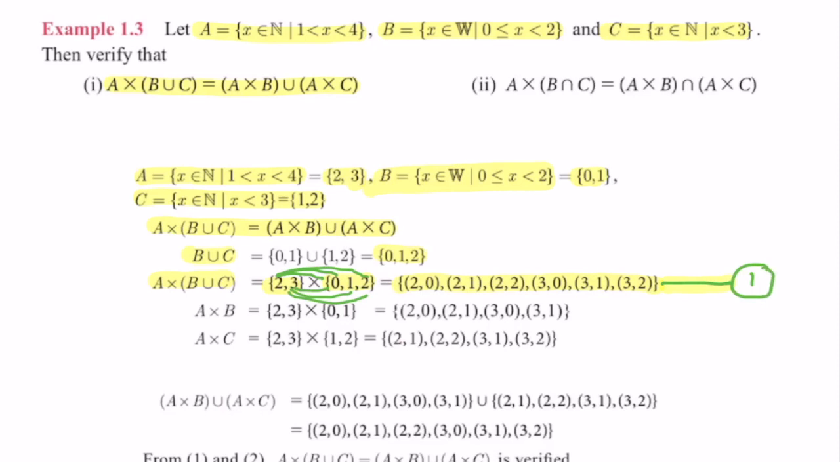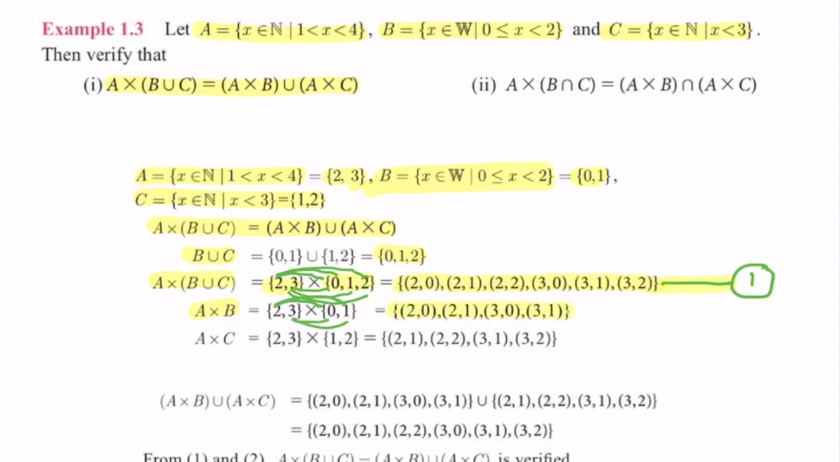Now let us go to the other side of the equation, which is A cross B union A cross C. We have to find A cross B, which is inside the bracket, first. So A cross B is the set with elements 2, 3 cross 0, 1. Now we have to find the ordered pairs between these two sets. So (2,0), (2,1), (3,0) and (3,1).